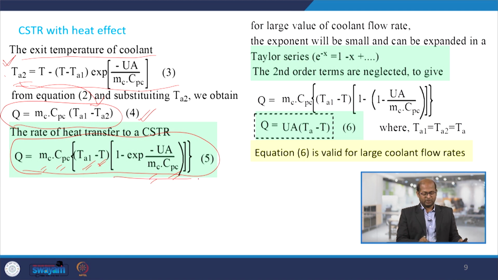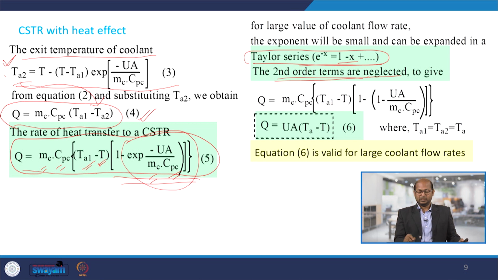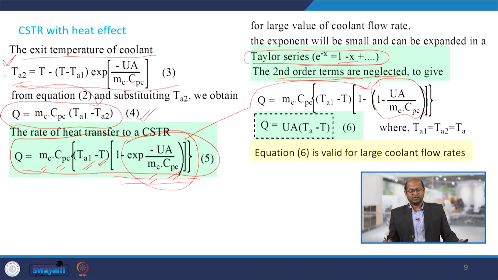So, now this component part we are expanding with respect to the Taylor series: e to the power minus x we can write as 1 minus x plus other components. Second order terms are neglected, so this exponential part we can write this way, by considering the Taylor series expansion. Then equation 5 we can write this, or else we can write Q equals to this. After we simplify these equations, it becomes this.